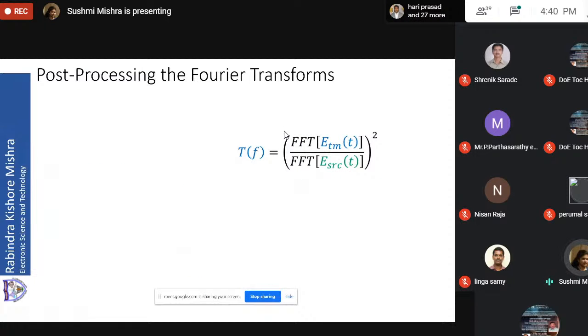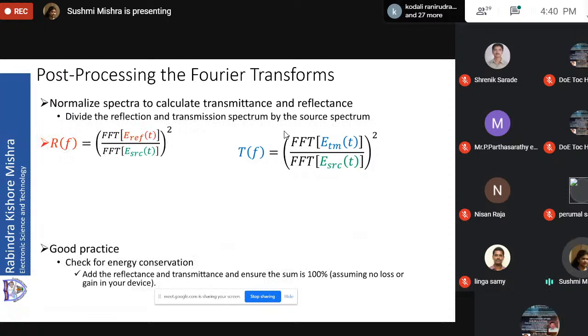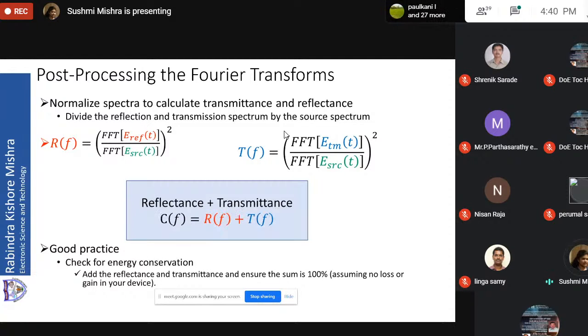Then post-processing: once the Fourier transform is done, we have to normalize the spectra to calculate transmittance and reflectance. How to do that? Divide the reflection and transmission spectrums by the source spectrum. That gives you the reflection coefficient and transmission coefficient in the Fourier domain. Then it is good practice to add them together. Reflection and transmission, when added, should be 100%. They should give you 1.